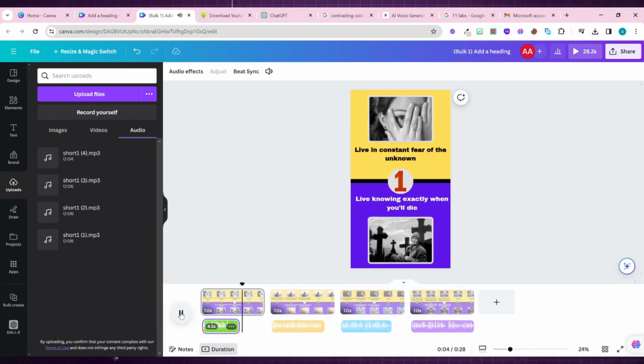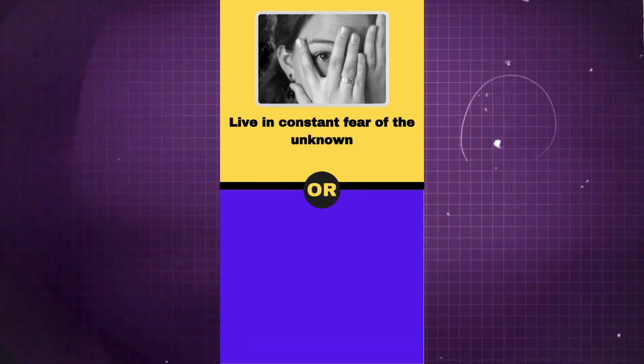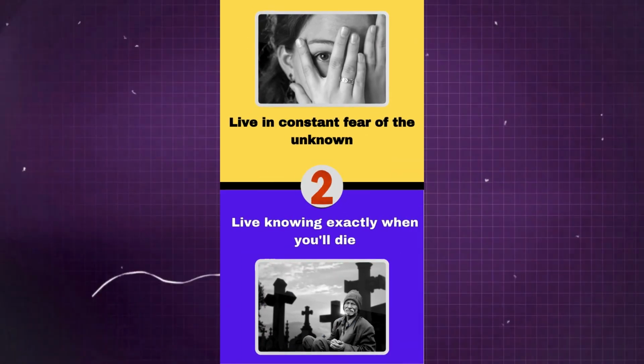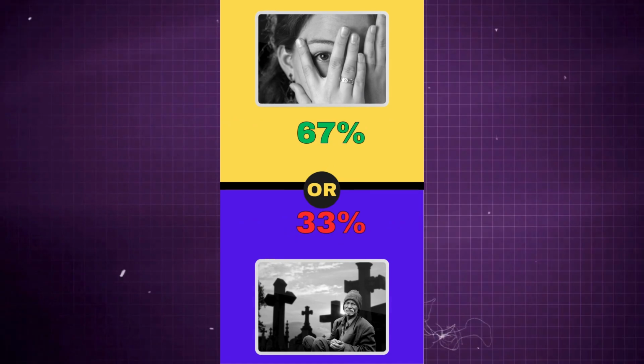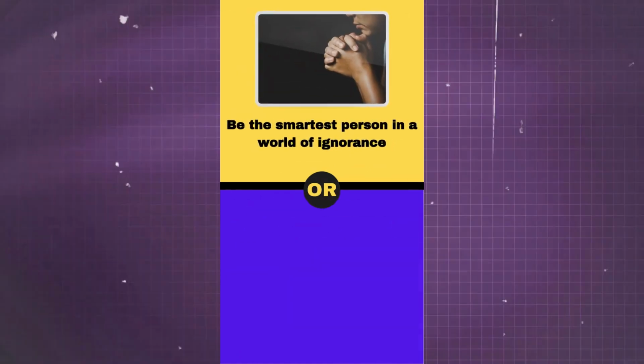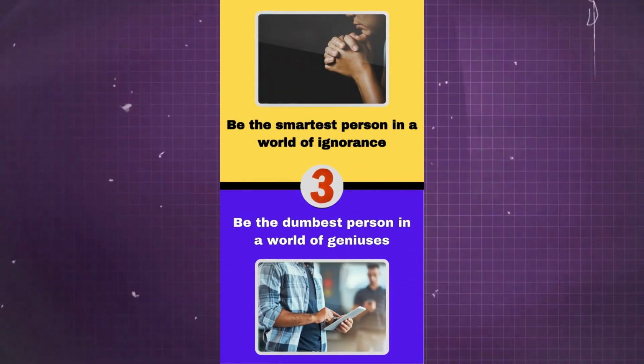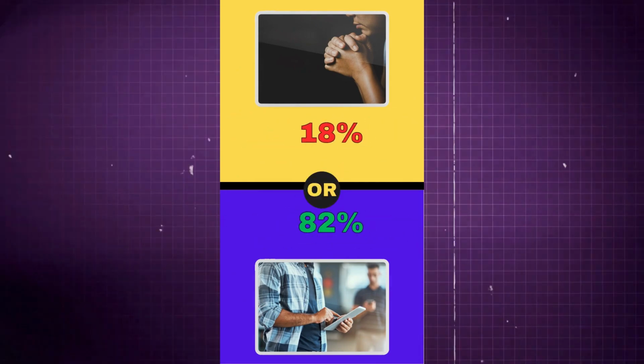Now, let's download and play the short video. Live in constant fear of the unknown or live knowing exactly when you'll die. Be the smartest person in a world of ignorance, or be the dumbest person in a world of geniuses.